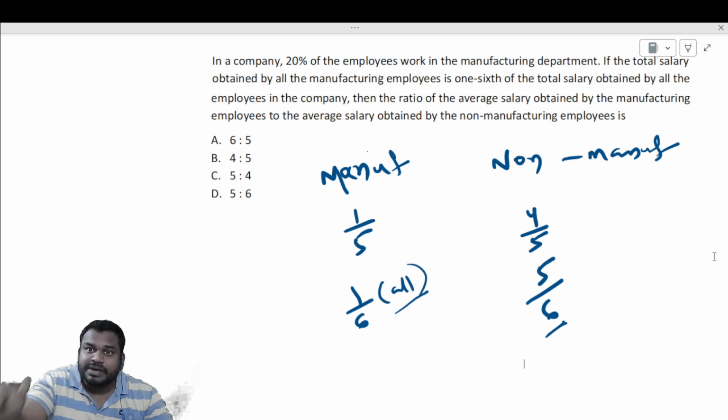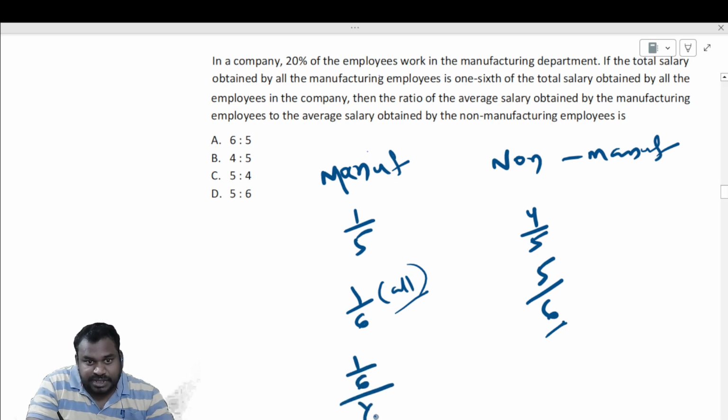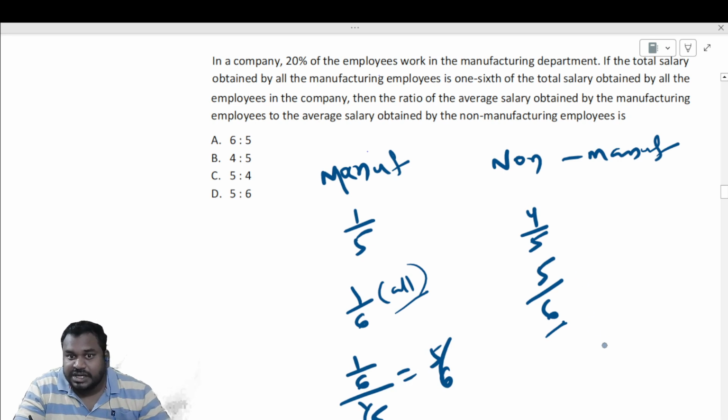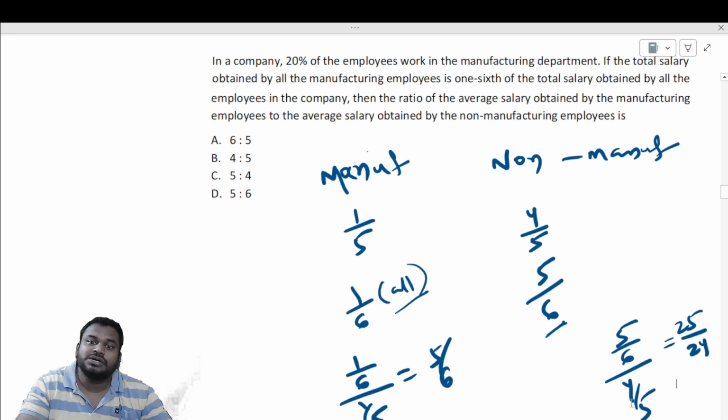Total salary of non-manufacturing people divided by their number. We got the total salary as 1 by 6. Their number is 1 by 5 for this case. Then it is 5 by 6. Next, here also, total salary is 5 by 6. Number is 4 by 5. Now, 5 into 5, 25 divided by 4 6 is 24. So 25 to 24. Now, he is asking, we got the ratios.